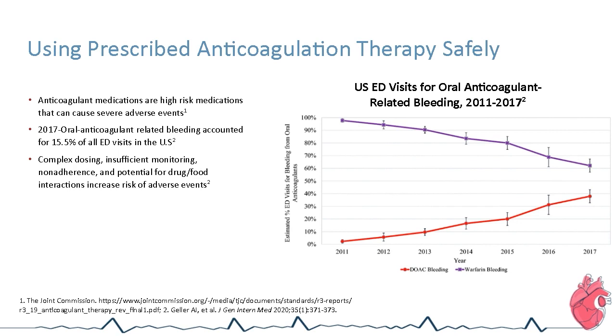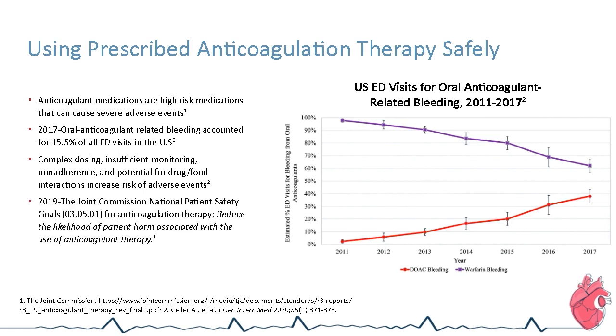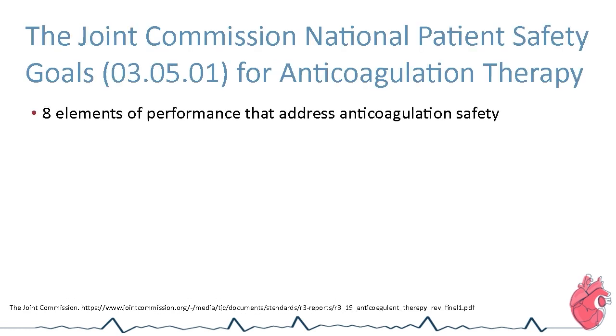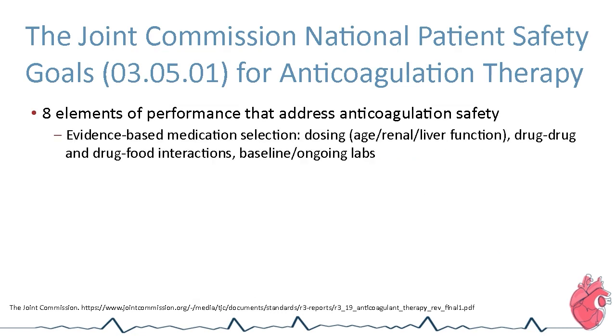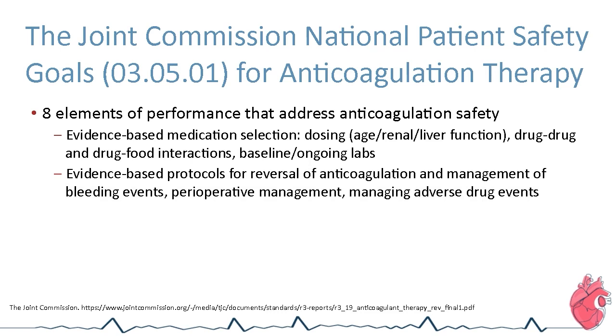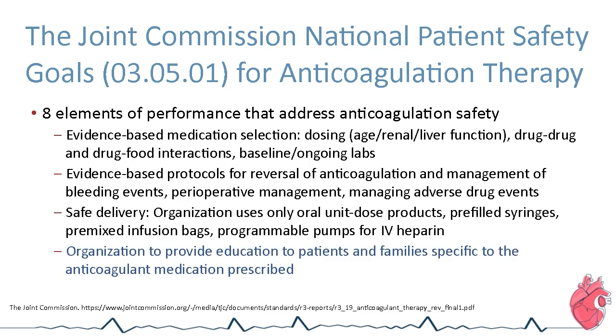In response to the rise in adverse drug events, particularly with DOACs, the Joint Commission issued national patient safety goals for anticoagulation therapy, which aim to reduce harm associated with anticoagulant use. The National Patient Safety Goals address 8 elements of performance related to anticoagulation therapy, which include evidence-based medication selection, appropriate dosing, surveillance of labs and side effects, and having appropriate protocols in place for reversal and bleeding events. Importantly, patient and family education is emphasized to reduce the risk of adverse events.